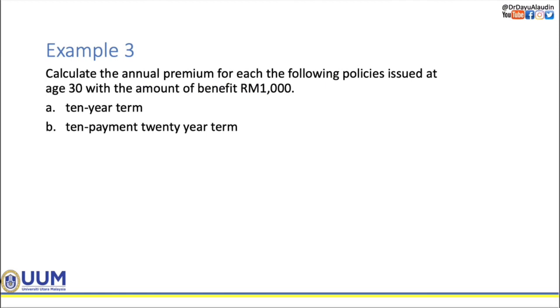Now we look at example 3. Calculate the annual premium for each of the following policies issued at age 30 with the amount of benefit 1,000. A, a 10-year term, so the benefit is 1,000. Age 30, so x is equal to 30. And the second one, B, is 10 payment 20-year term. So what is the difference between these two? The 10-year term is referring to the type of the insurance.